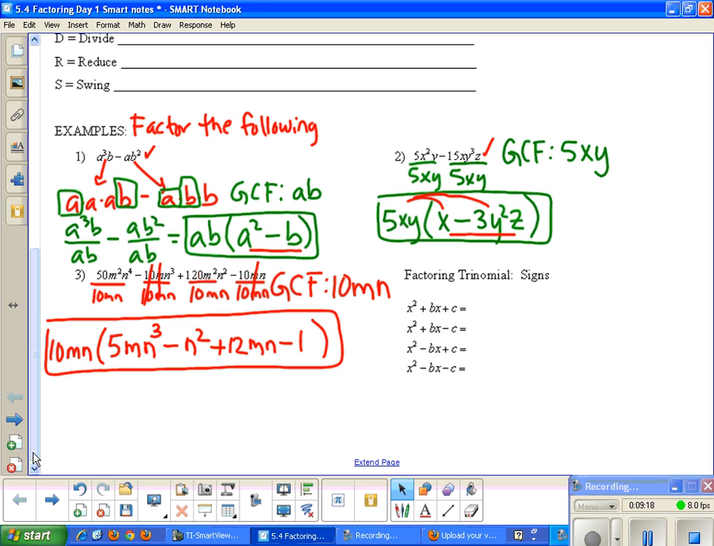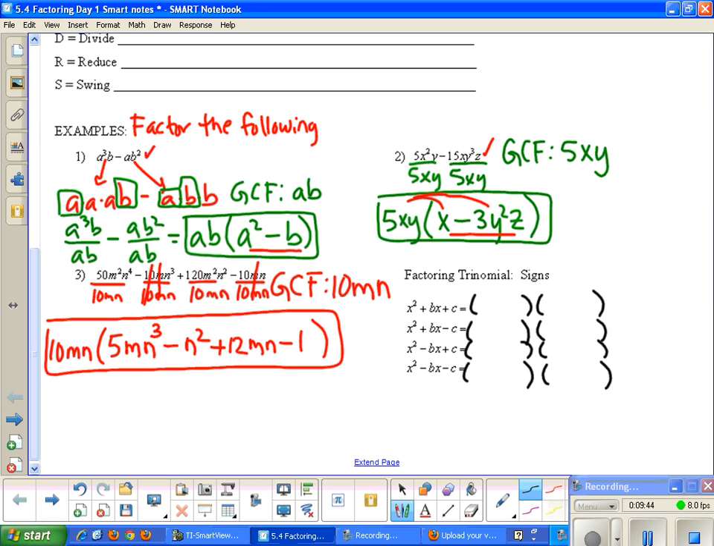Now we're going to talk about factoring trinomials. So factoring trinomials means you're going to have 3 terms. Before we start, let's talk about factoring the signs that we're going to need. When you're factoring trinomials, you're always going to end up with a binomial times a binomial if it indeed factors. Now, I'm just setting up my parentheses, which is something that I always do for each of these problems.